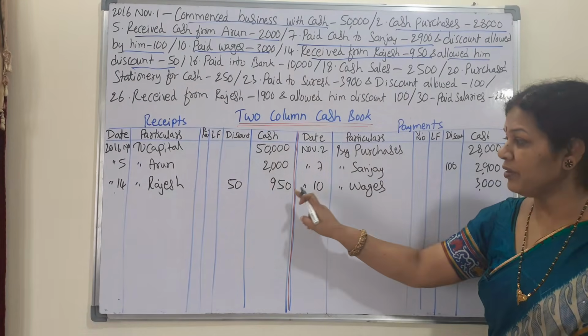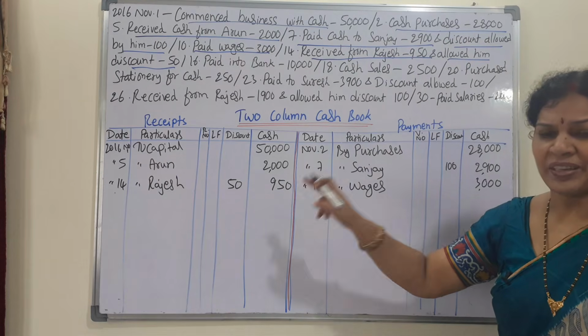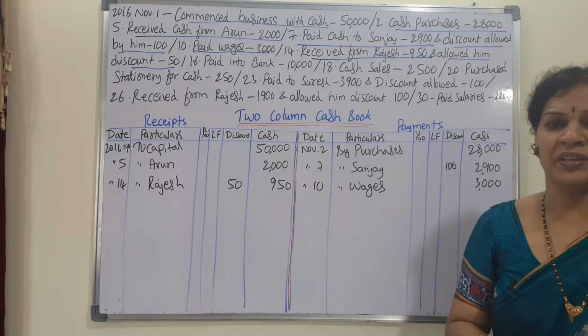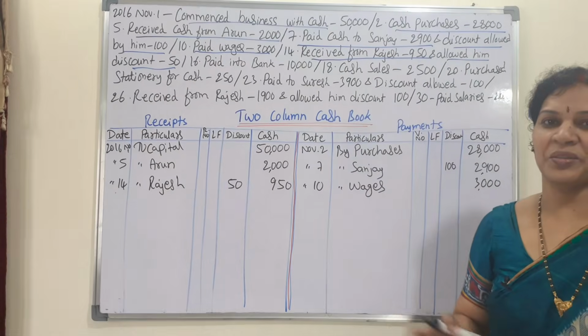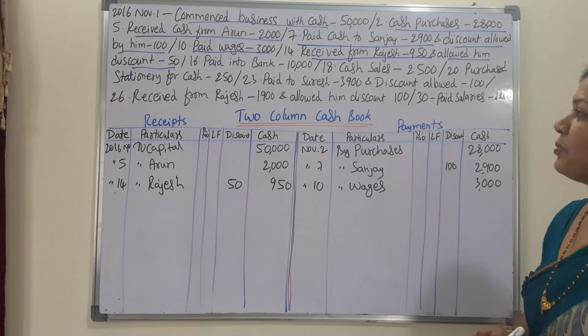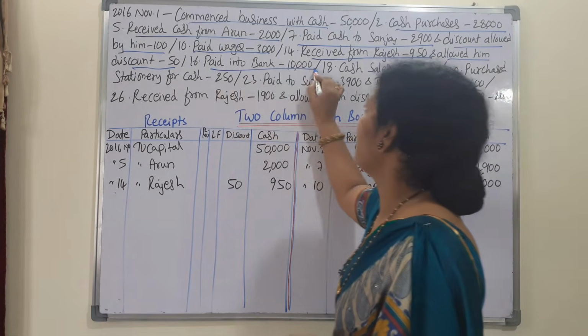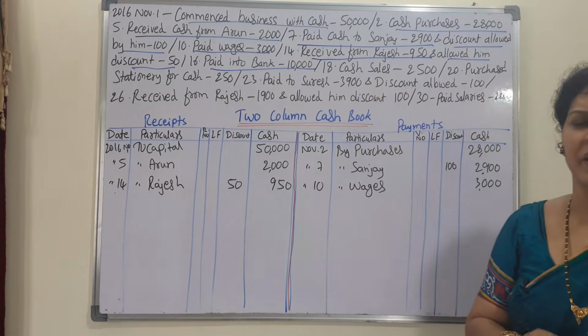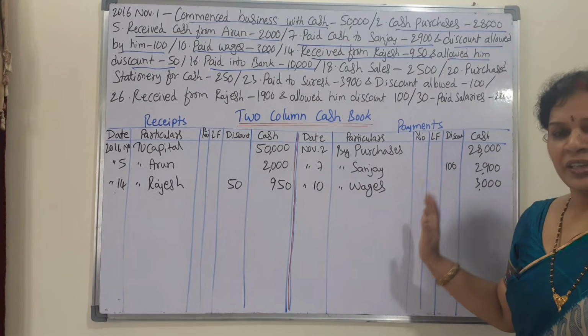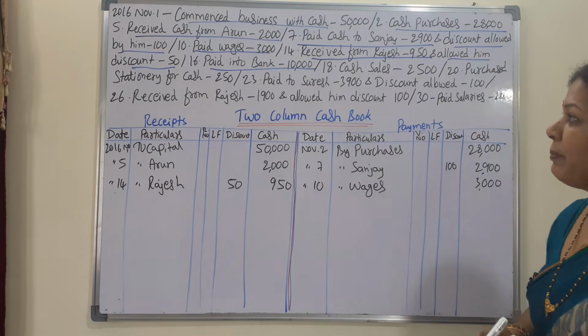Discount 50 rupees allowed. We received 950, rather than 1,000. What about the 50 rupees? Given as discount. That's all. Next one, 16th. Paid into bank, 1,000 rupees. Paid into bank, it goes to the credit side, payments. So by bank, 16th.